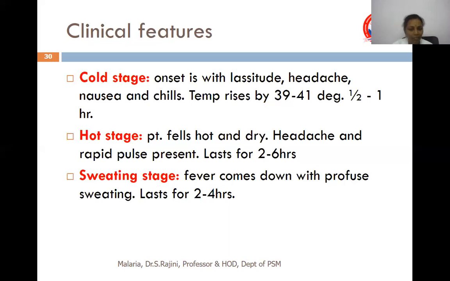Clinical features: the first stage is called the cold stage, where the onset is with lassitude, headache, nausea and chills, and temperature rises to 39 to 41 degrees in 1.5 hours. So that's the cold stage, and then the hot stage: hot and dry skin, headache and rapid pulse present, and lasts for 6 hours. Later on, they'll have the sweating stage. Fever comes down with profuse sweating and lasts for 2 to 4 hours. So these are the classical clinical features of malaria: cold stage, hot stage, and sweating stage.